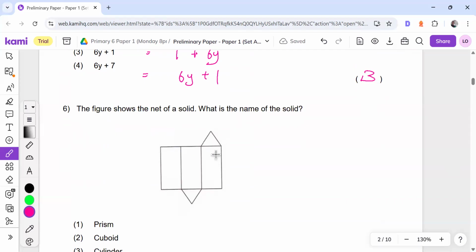Nets. What is a net? It's like you unwrap the present, and then it looks like this. Okay, if I were to draw the solid figure, it will look something like this. Don't worry if you get the answer wrong. All right, so you haven't really learned this yet.